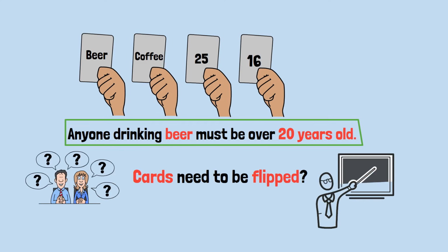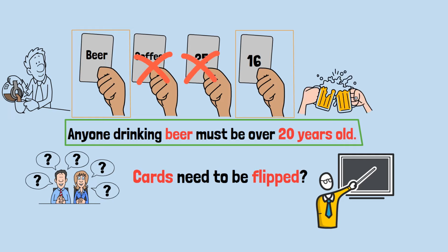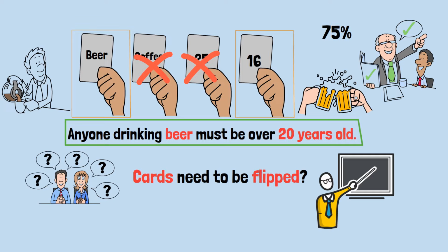Suddenly, the answer becomes crystal clear to most people. Of course, you need to check the beer card to ensure the person is over 20. Of course, you need to check the 16 card to ensure they're not drinking beer. You don't need to check coffee because anyone can drink coffee regardless of age. And you don't need to check 25 because this person can drink whatever they want. Remarkably, 75% of people solve this version correctly, the exact same logical structure that only 10% solve in the abstract D, K, 3, 7 version.